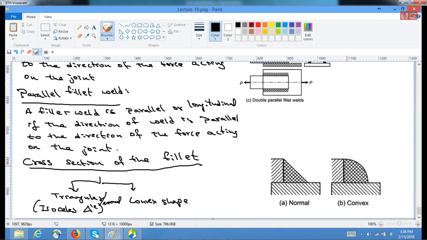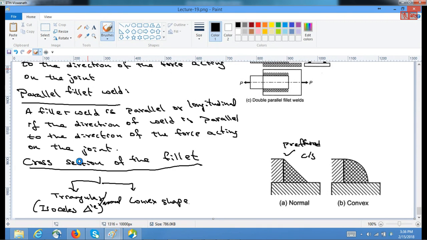What happens is because of this roundness there will be a lot of stress concentration, or residual stress concentration, at this place. So most of the time the triangular is the preferred cross section compared to the convex cross sections.